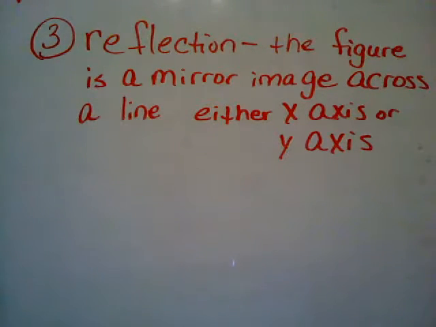The third transformation is called reflection. And with a reflection, the figure or the parabola is a mirror image across a line. And in these lessons, it's either going to be across the x-axis or the y-axis.